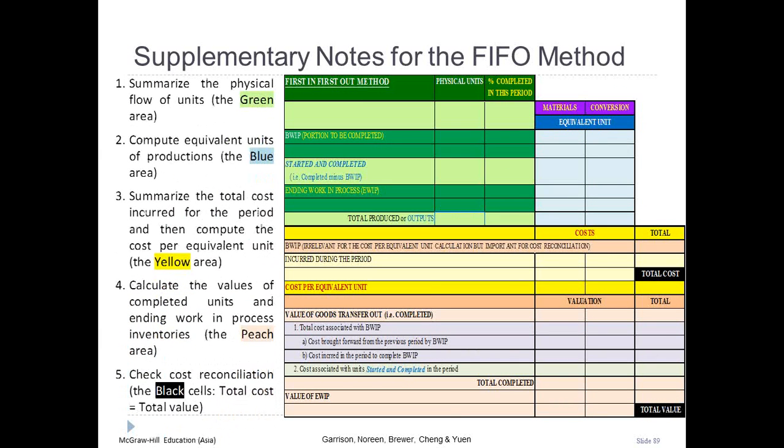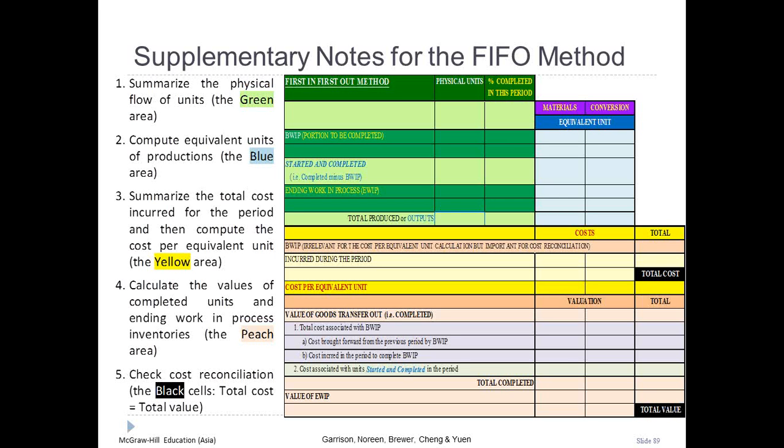So here are some supplementary notes for the FIFO method. The work of process costing calculations can be concluded in this table format, which has the following 5 steps with the defined color to help follow the steps. Use the same approach as in the weighted average method.